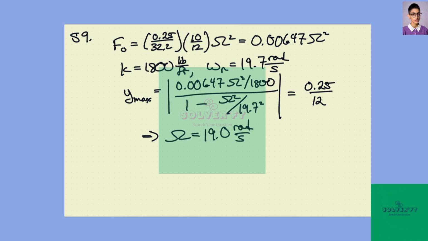Now we take our spring constant, which gives us our natural frequency. We then plug into our equation for the amplitude of the response, which is the amplitude of the force. So again, we have omega squared in here, divided by the stiffness, all divided by 1 minus the excitation frequency squared divided by the natural frequency squared. And that we want to be 1/4 inch. There actually should be a couple of solutions here.